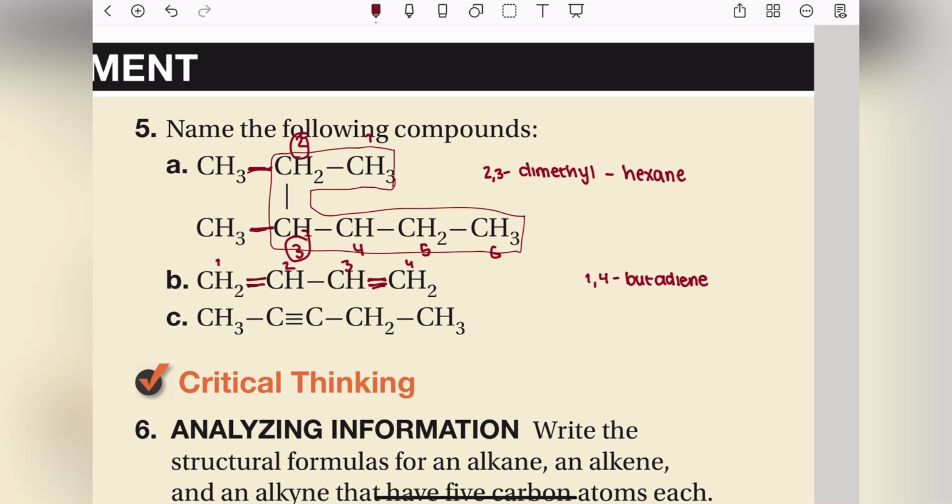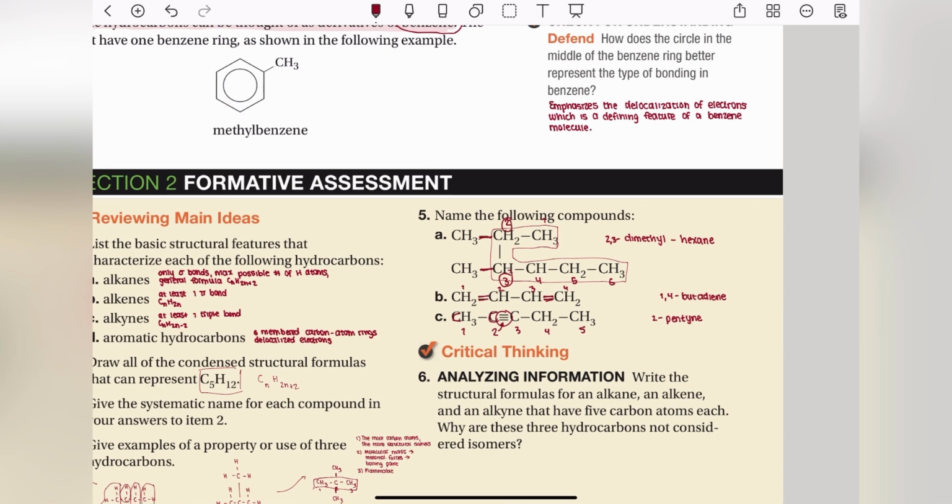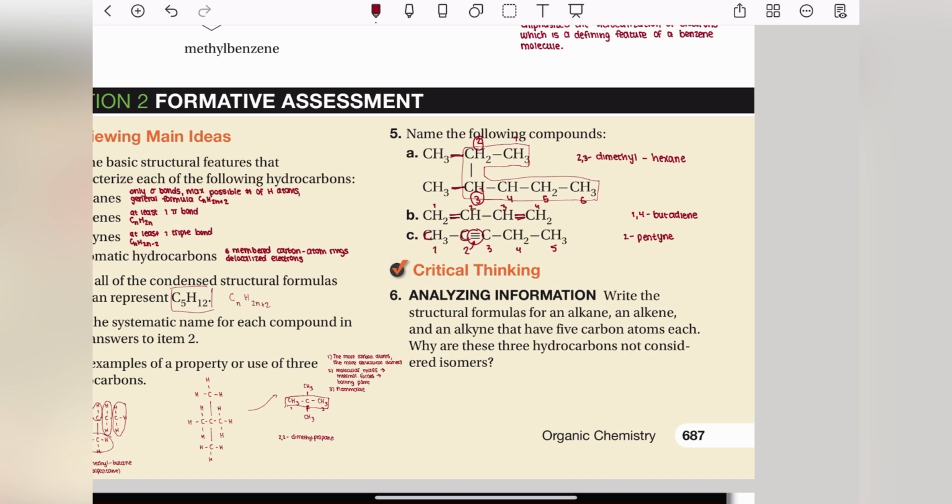5C, this one is an alkyne because there's a triple bond. So the ending will be -yne, since there's only 1 triple bond, and the prefix would be pent because there are 5 carbon atoms. So pentyne. And we'll number it from left to right because the triple bond is closer to the left. And we'll have the number 2 at the front. So 2-pentyne.